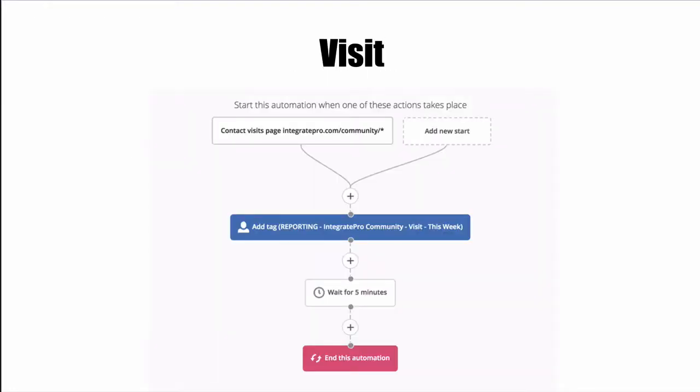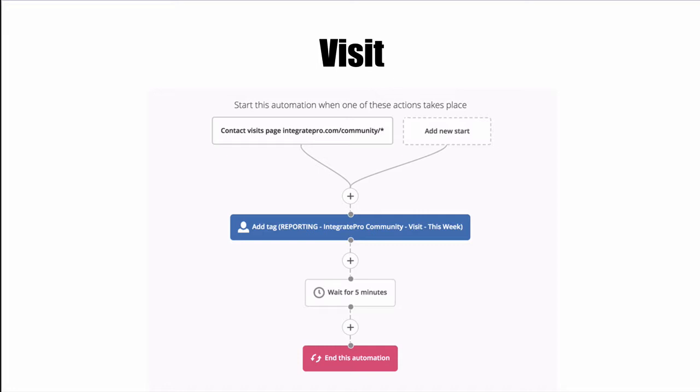So a very, very simple automation. You want it to fire when somebody actually visits the page or pages that you're interested in. So in this case, if somebody visits integratepro.com/community/ and then there's an asterisk or a star, as it's sometimes referred to. And that basically means a wildcard. So if they visited any page in that subdirectory, we want this automation to start off. The next thing we do is we simply add a tag called This Week or Visit This Week.